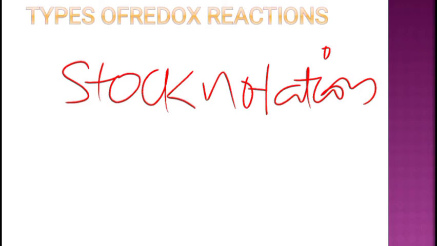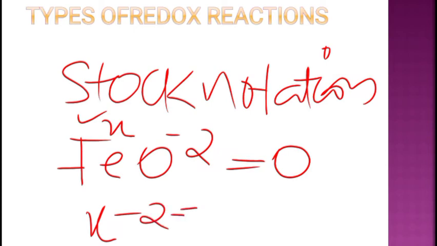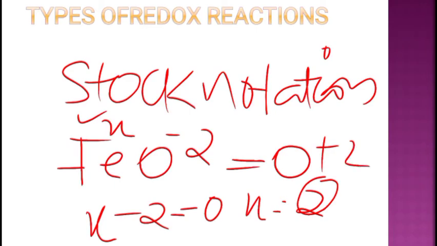For example, if you take the compound iron oxide, here the metal is iron. We can represent iron as per stock notation. We know in the case of oxygen, its oxidation state will always be -2. So what will be the iron's oxidation state? Total should be 0. If we consider iron as X, X minus 2 is equal to 0, then X equals 2. So iron's oxidation state is +2.